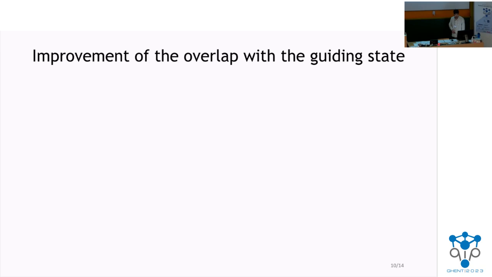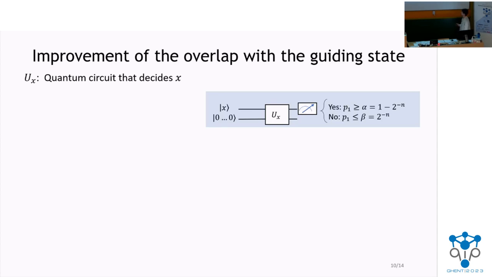And so I proceed to show how we obtain those improvements compared to the previous results. First, I explain how we obtain the improvement of the overlap with the guiding state. So let U_X be a quantum circuit that can decide the BQP problem X. So the U_X may look like this, and by applying this U_X to some initial state, and by measuring the output qubit of this circuit, this will output one with high probability in the yes case, and this will output one with very low probability in the no case.